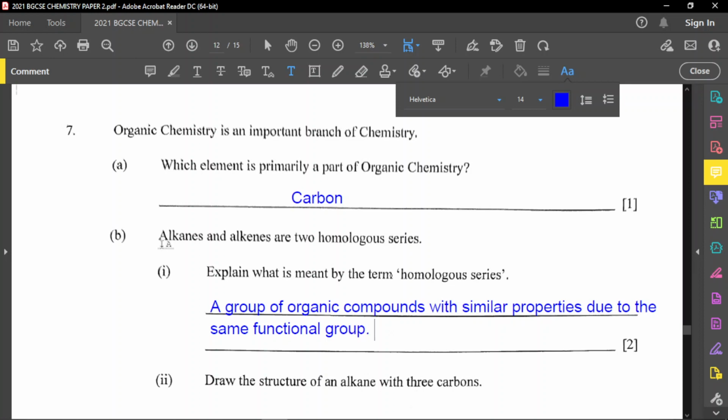All right, what is also important too, they have the same general formula. They have the same general formula. All right, and the next thing I want to mention here is that each member differs from the other by a set number.